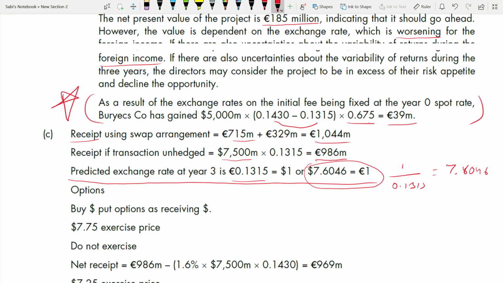So when you want to find it, it's just a reciprocal of one currency, right? This is euro is to $1. If you want to find 1 euro is equal to how many dollars, then you just need to do the reciprocal of this. That's it.